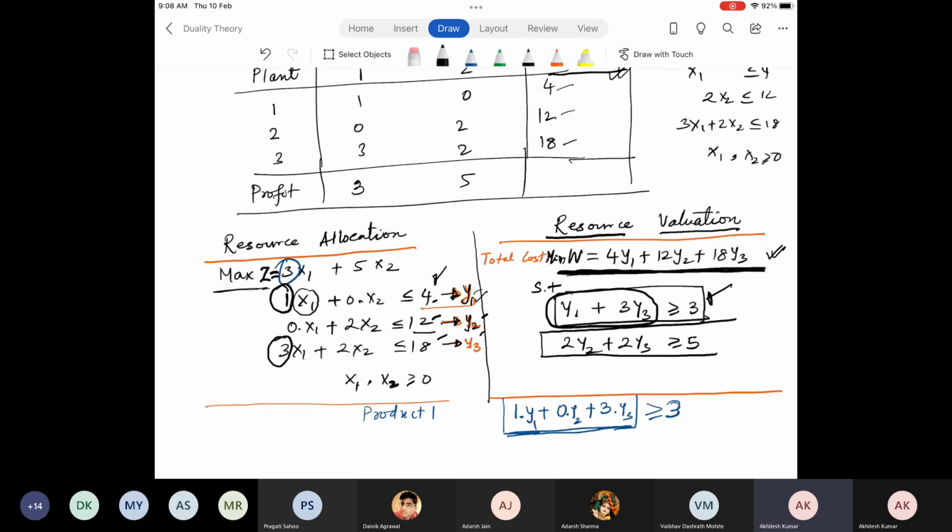So if someone comes to buy my resources, I need to ensure that whatever price I sell it to them for, it should be greater than the profit I am making from product 1 and product 2. That's why 1 into y1 plus 3 into y3 should be greater than or equal to 3, and 2 into y2 plus 2 into y3 should be greater than or equal to 5. If I'm already making enough profit, I will not sell my resources. But if someone comes and tells me, okay, I will give you at least what you are making or more than that, then only I will be willing to sell my resources to that company or that person. Does that make sense?